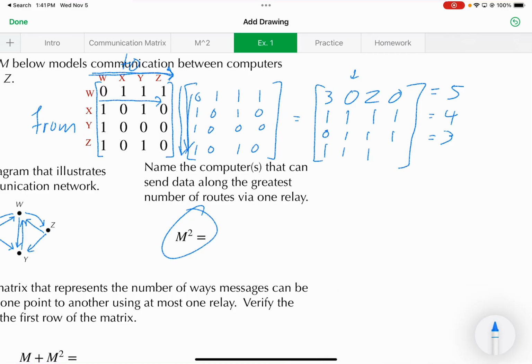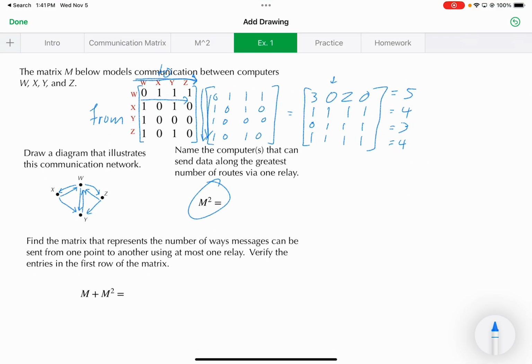I'm right. These are 1s, right? It's one. I think those are all 1s. Shouldn't it be a 2? Oh, wait, no, because there's a 0 there. Yeah, yeah. All right, so which computer can send data along the greatest number of routes? It'd be W, good. Yeah. So computer W. Okay.